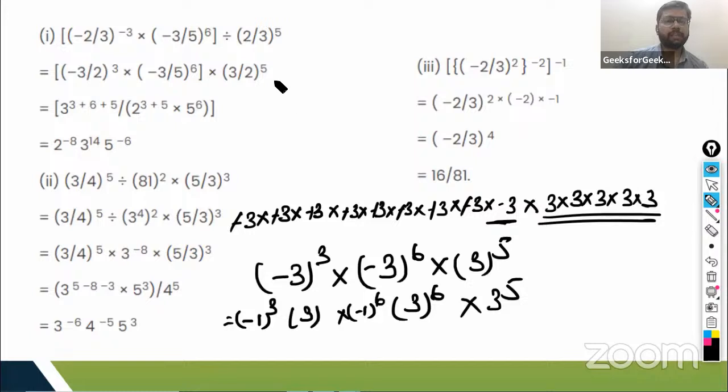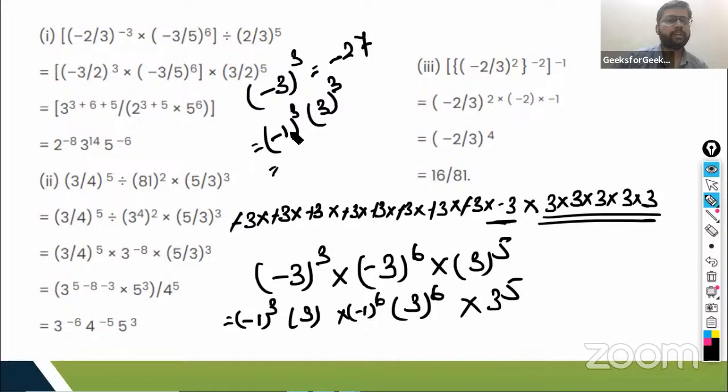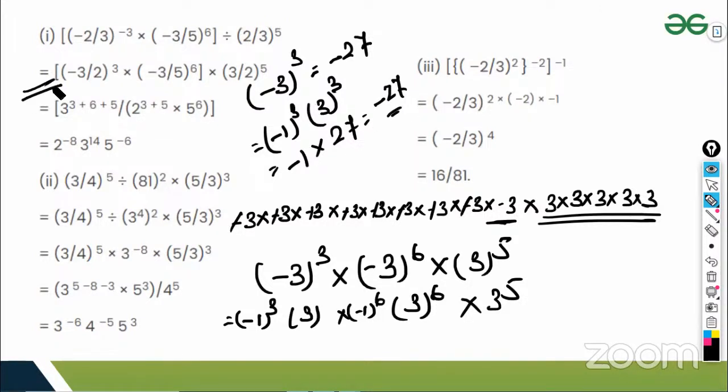Look, either you write it like this: minus 3 to the power 3 is equal to minus 27. Or you can also write it as minus 1 to the power 3 into 3 to the power 3. Minus 1 to the power 3 is equal to what? Minus 1 into 3 to the power 3 is equal to minus 27. The answer will be the same. Yes. Okay. Understood. So you just expand it and your answer will come. Now you got this point? Yes. Thank you. Okay, fine.